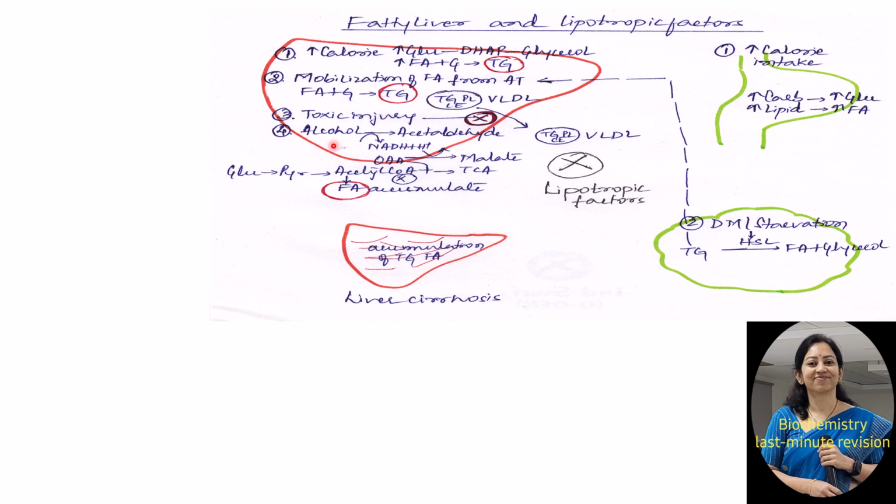The next important cause is alcohol, chronic alcoholism. What happens is alcohol gets oxidized to acetaldehyde and NAD gets reduced to NADH. Now this NADH causes reduction of oxaloacetate to malate. So oxaloacetate is not available for operation of the TCA cycle. Now this acetyl CoA gets diverted to form fatty acids, and they accumulate in the liver of alcoholics, predisposing to the development of fatty liver.